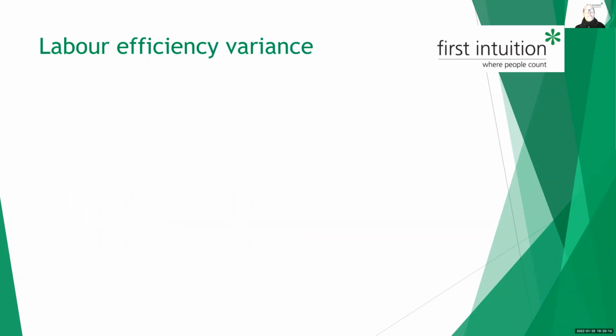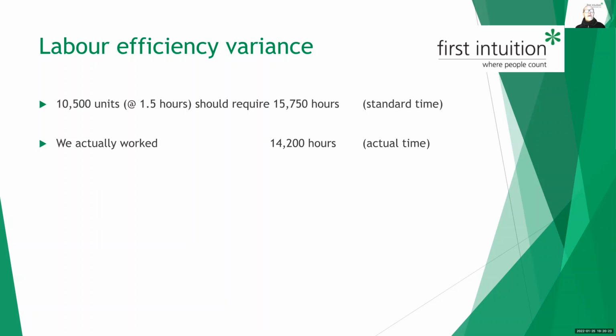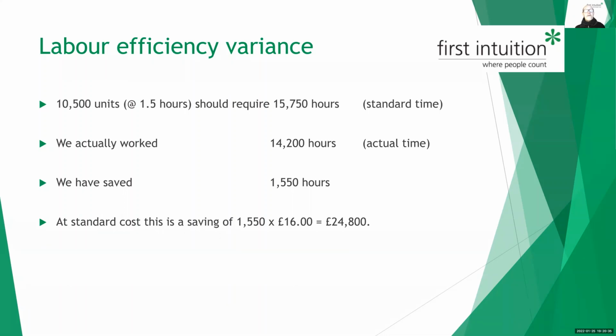This time, 10,500 at 1.5 hours, we should need 15,750 hours. That's our standard time. We actually worked 14,200 hours. That's the actual time taken. Immediately, I'm thinking good news here. We've saved 1,550 hours, which at £16 standard rate, saving in time has saved us £24,800. Favourable variance because it's good news.